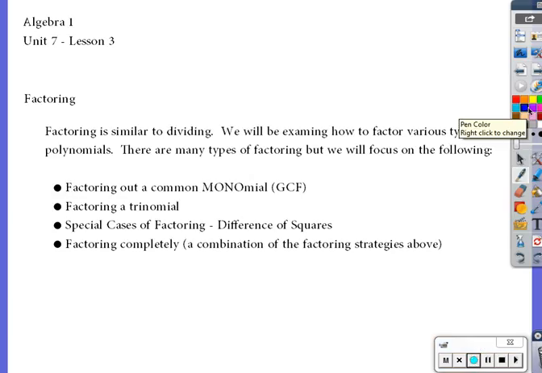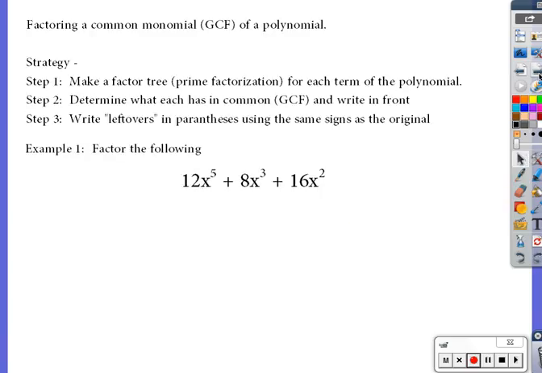We're going to look at factoring out a common monomial with a GCF. That's what we've already done. We're going to learn how to factor a trinomial, and we're going to learn how to factor one type of special case that's called the difference of squares. And the last one, factoring completely, would be any combination of the three of those. So we'll take a look at what each of these means and a couple of example problems.